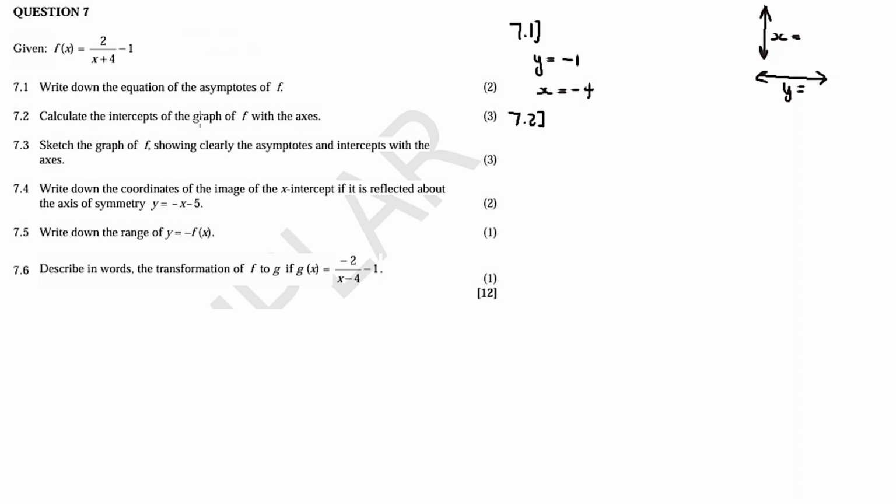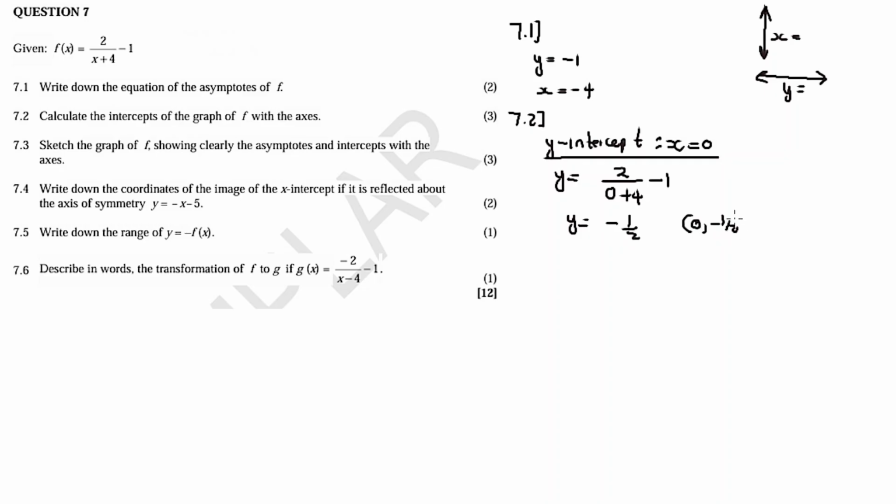7.2. Calculate the intercepts of the graph of f with the axes. For the y-intercept, we let x be equal to 0. They are simply saying get our x and y intercepts. So y equals 2 over 0 plus 4 minus 1. The answer should be minus 1 over 2. So the coordinates are 0 and minus 1 over 2.